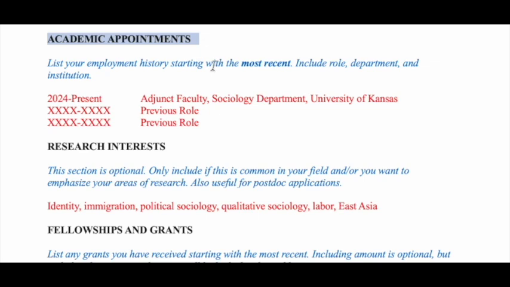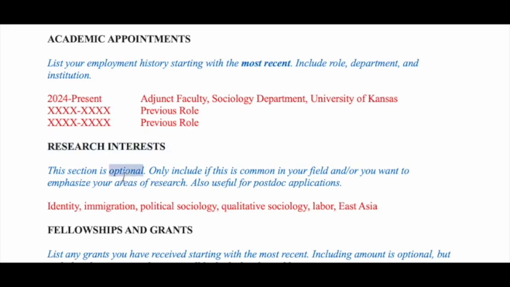Again, you want to list your work history starting with the most recent, and you should include your role, department, and institution. So here, for example, adjunct faculty, sociology department, University of Kansas, and you would do the same thing here for these roles. Pretty straightforward.